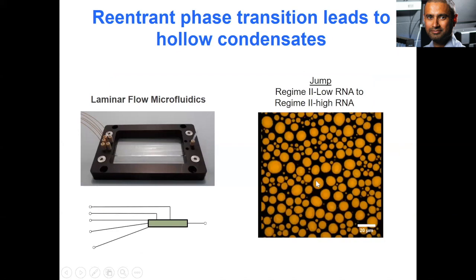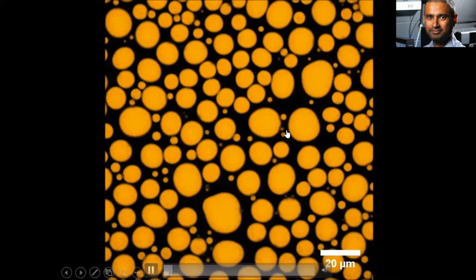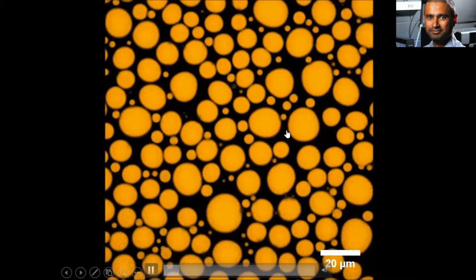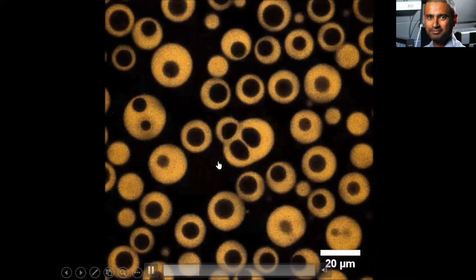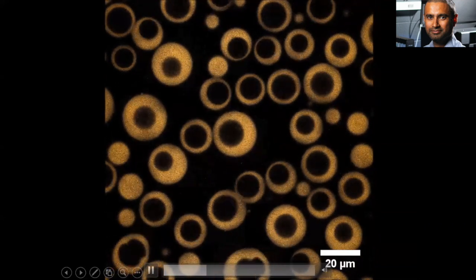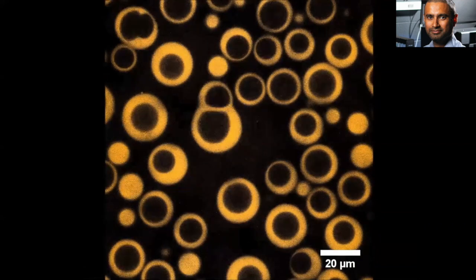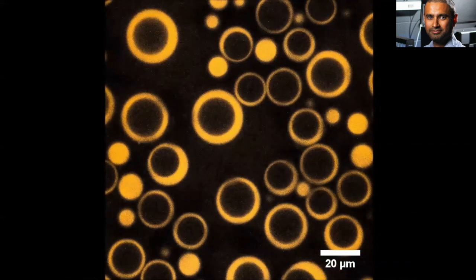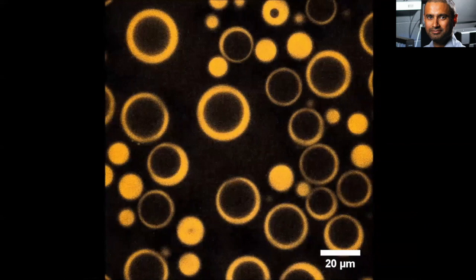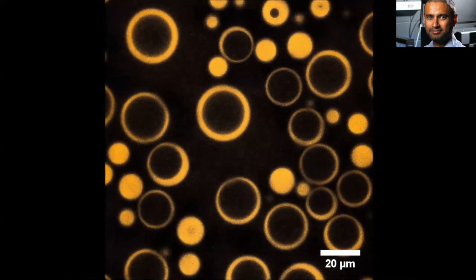Using a simple mixing device, you can jump from low RNA to high RNA. First, we allow our condensates to grow a little bit on the surface. Then you can flow in RNA and start seeing this core-shell-like structure forming. Some of these structures are only stable for a few minutes, and strictly speaking, that is due to the non-equilibrium nature of these structures. So we thought this is highly interesting and deserves further study.